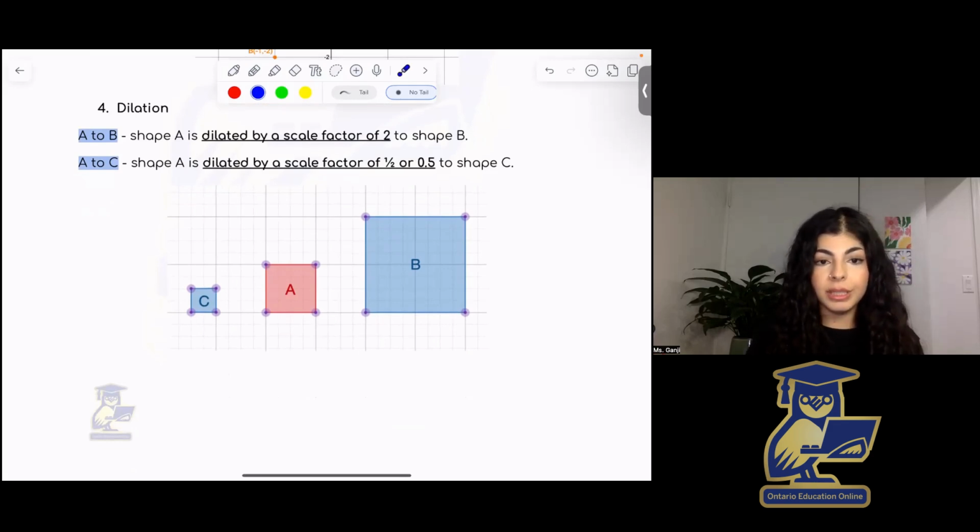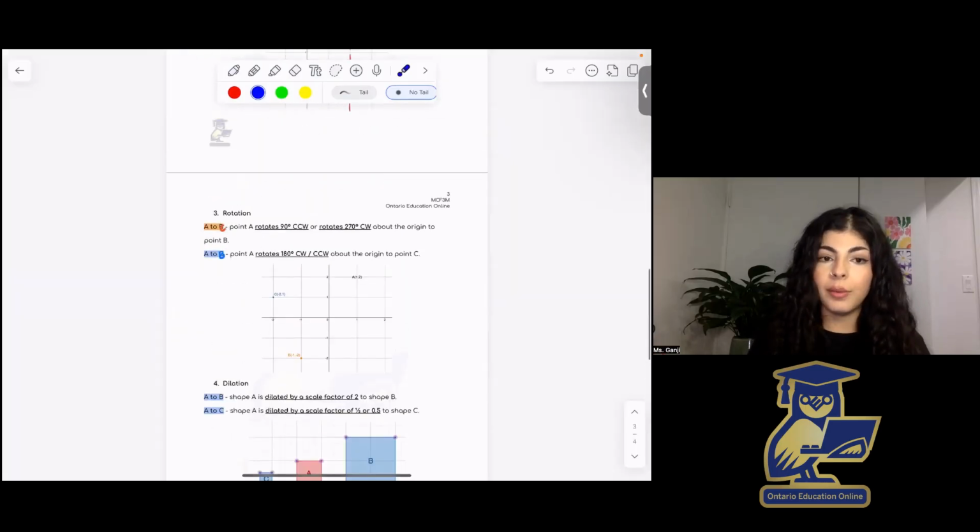And this is how dilation would be. It's just resizing to bigger or smaller shapes. So now that was our lesson.